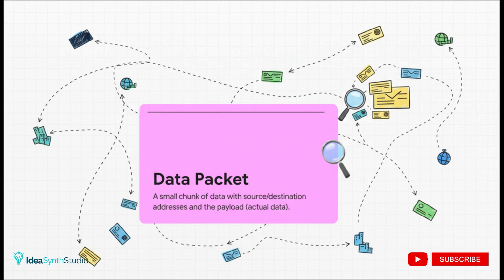Now, here's a really cool part. Your data, whether it's a photo or video, doesn't travel in one huge lump. It gets chopped up into tiny little pieces called packets, and each packet is like its own little postcard. It's got the destination address, the return address, and a small piece of the message. They might even take totally different paths to get there, but they all get perfectly reassembled at the destination.